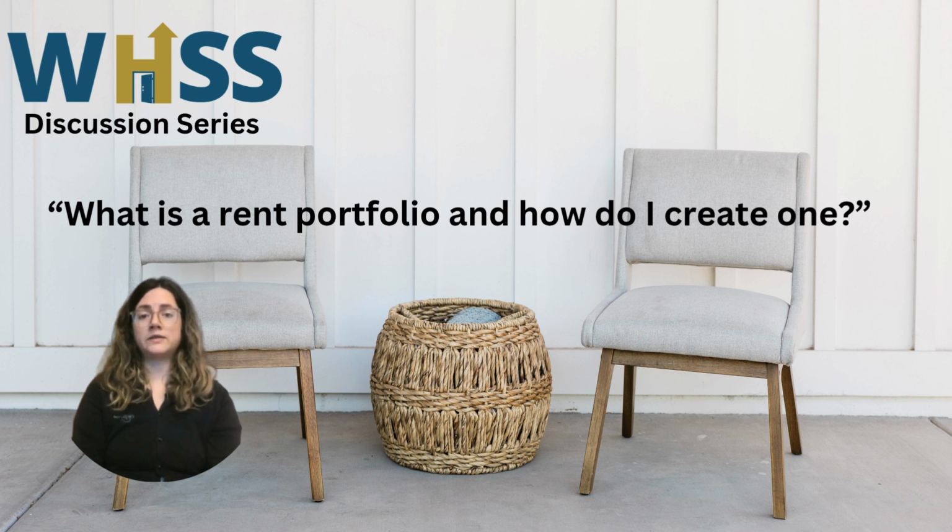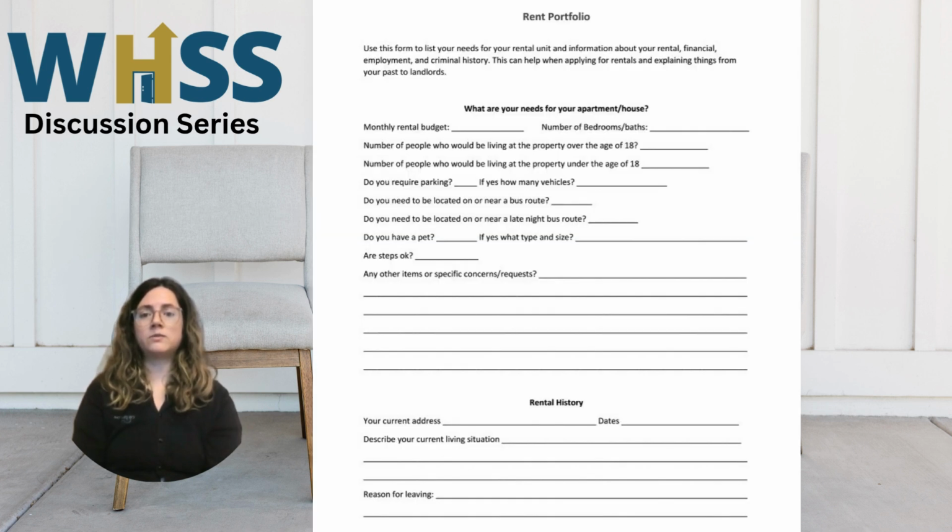Start with gathering this information and putting it all together. You begin with completing a rent portfolio form that can be found in the UW Extension Rent Smart curriculum in Module C. What are your needs for your apartment/home? What is your monthly budget for rent? How many bedrooms do you need? What is your household composition, including individuals over the age of 18, under 18? Do you need parking? How many vehicles do you have? Do you need to be close to a bus route?